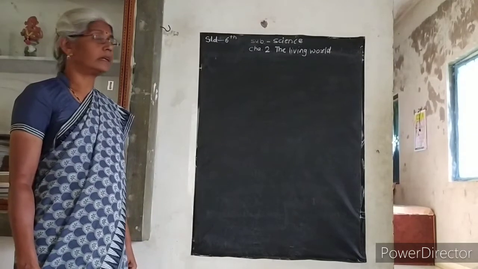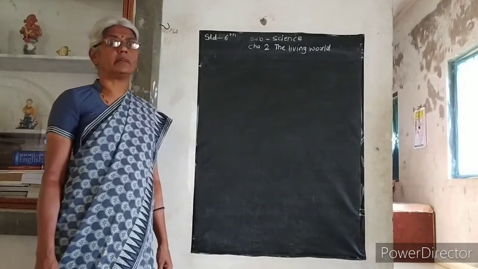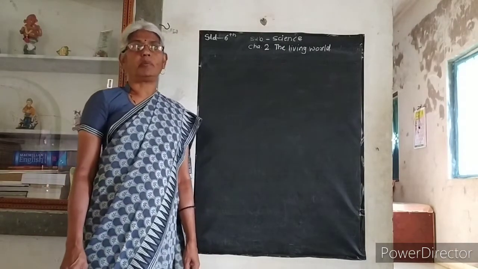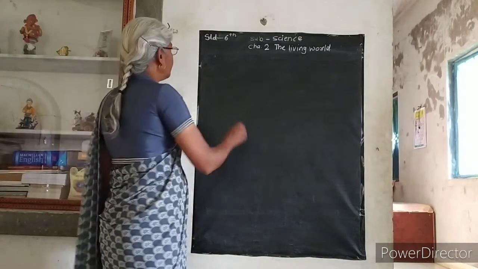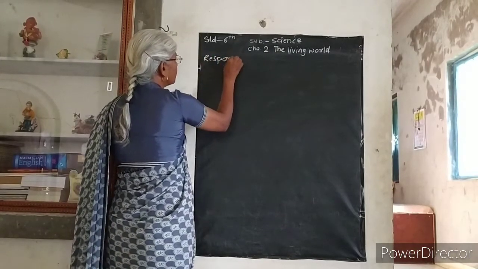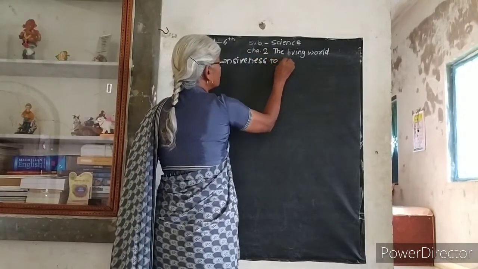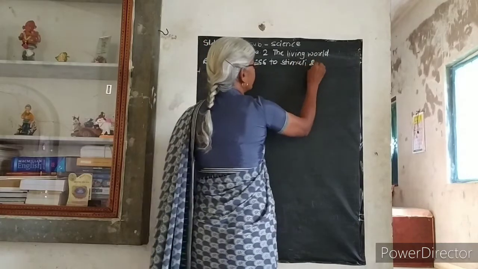Morning students, standard 6, subject science, chapter number 2, the living world. Last period we learned about various properties of living things. In this period we learn about the responsiveness to stimuli and movement.